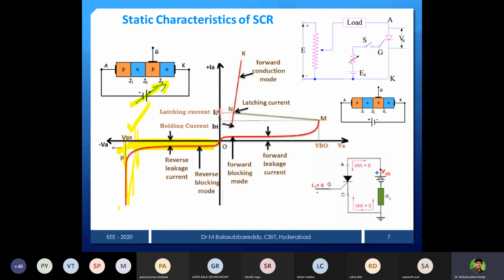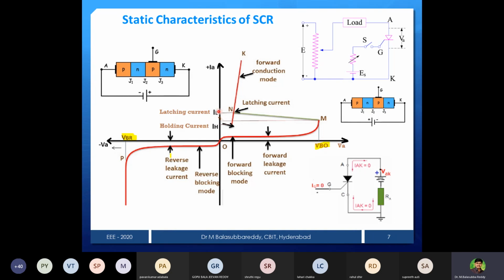Now the question arises: which voltage is higher, VBO or VBR? For this there is a small logic. Voltage is inversely proportional to the width of the depletion layer. So if you increase the voltage more, the width of the depletion layer decreases, and finally it breaks down. That is the logic. So to identify whether VBO or VBR is more, what is the logic here?